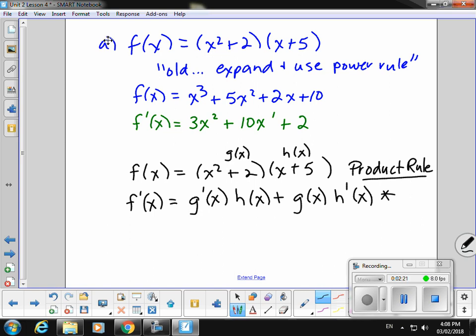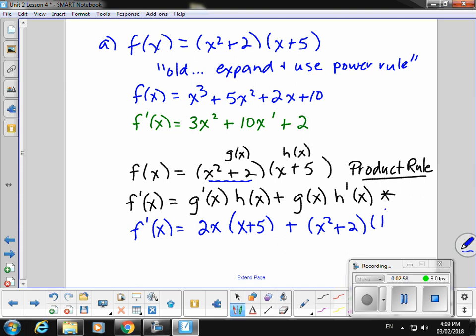So let's try it. See if I'm telling you the truth. Looking back at my original function, g of x is x squared plus 2, so the derivative of that is 2x, because that 2 becomes a 0. I'm supposed to multiply that by the h of x exactly the way it is, plus. Now I write my first function the way that it was, x squared plus 2, and I take the derivative of the second function, and the derivative of x plus 5 is just 1.